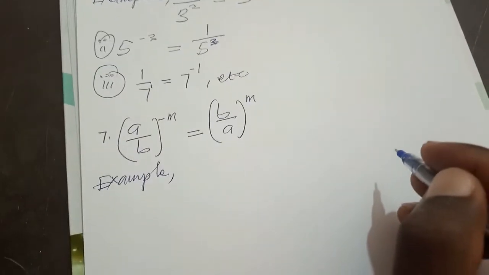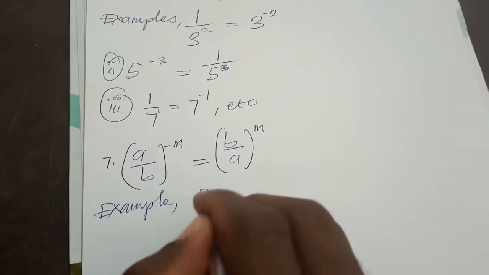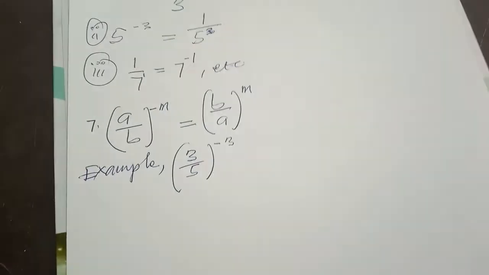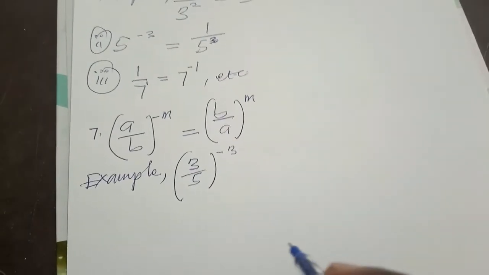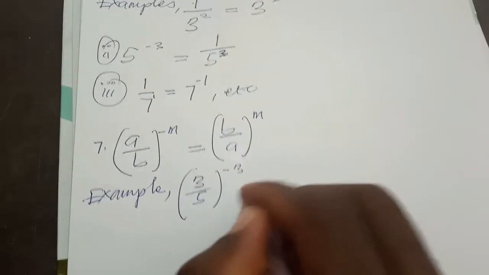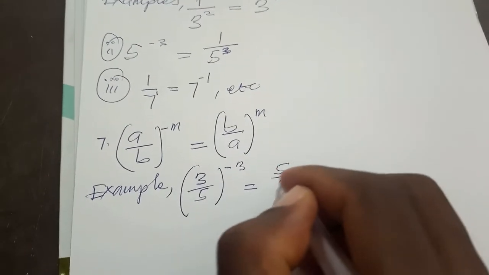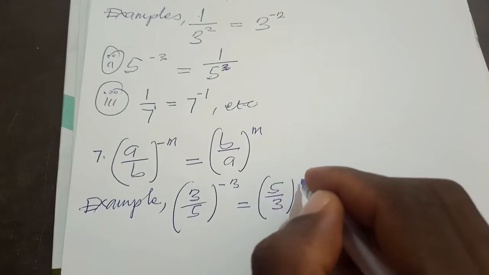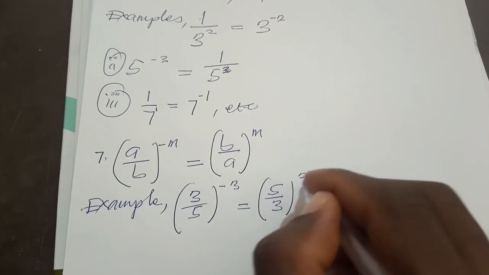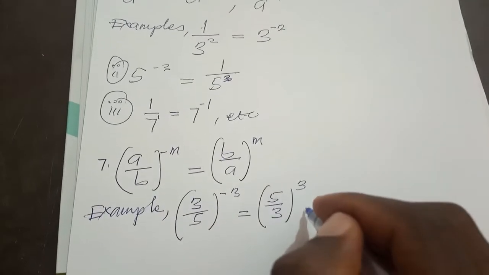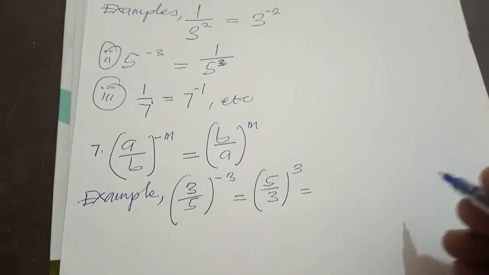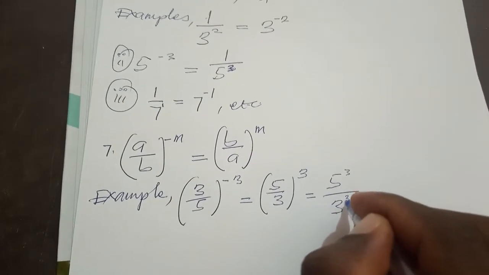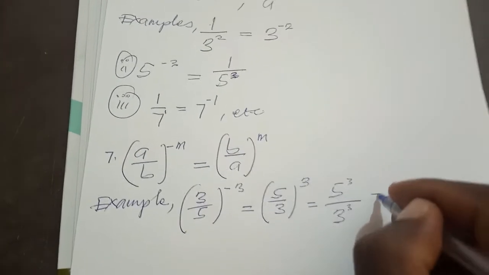Example: 3/5 exponent negative 3. So it will be easier for us to work this when it becomes 5 over 3, then the exponent now becomes positive 3. And then, remember one of the earlier laws, that will give us 5 cubed over 3 cubed.